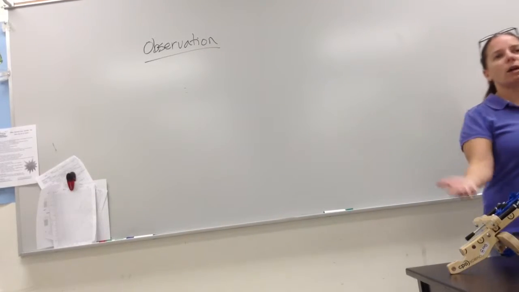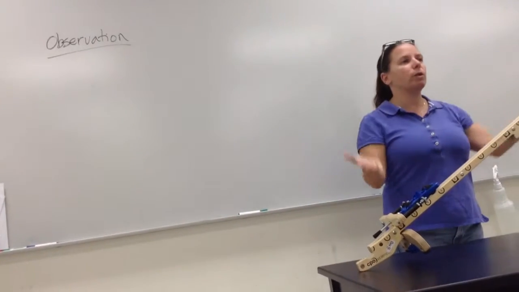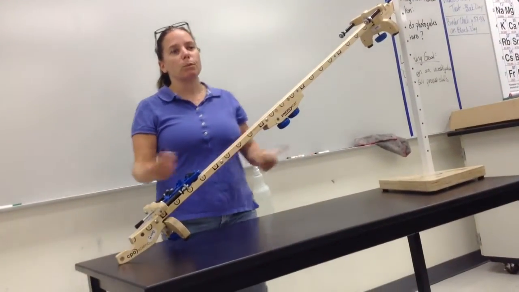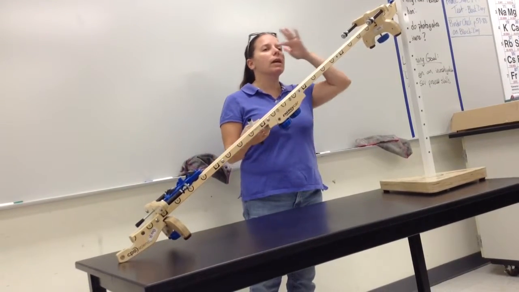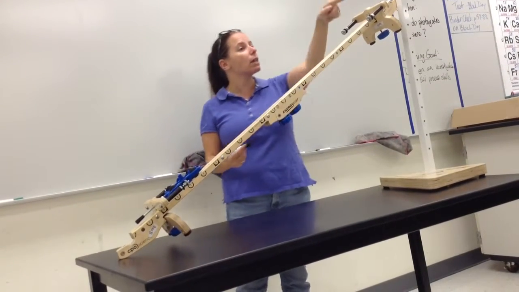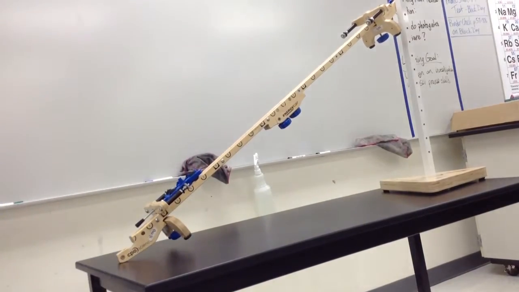So, observe. What do you see? Wood. A long pole. An energy bar. Okay. I see a right triangle. Let's take, I like that one. I see an observation is a right triangle.